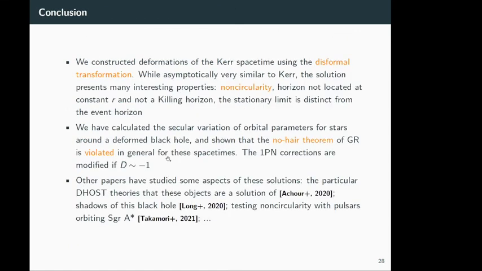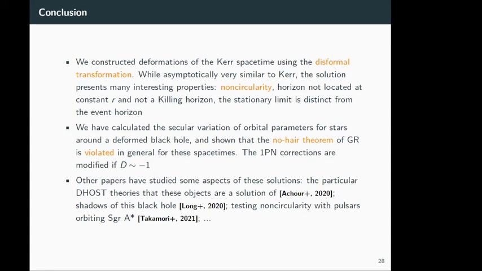So okay, let me conclude. We constructed deformations of the Kerr metric in the context of scalar tensor theories of gravity, which have many interesting properties, among which non-circularity, which seems to be the key feature of these new spacetimes. But also, as I discussed, the horizon is not a constant R surface. We don't know how to solve the horizon equation analytically. It's not a Killing horizon, et cetera, et cetera. And there is the existence of this new type of surface, the stationary limit, which in our case is not the same as the event horizon.